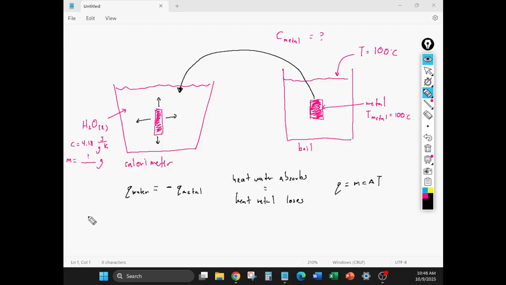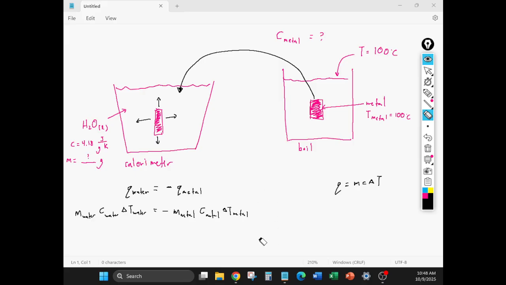So Q of the water becomes the mass of the water times the specific heat of water times the temperature change of water, and that is equal to negative the mass of the metal, the specific heat of the metal, and the temperature change of the metal. And that's pretty much the calculation that you will see for coffee cup calorimetry. This is ultimately the equation that you're going to use.